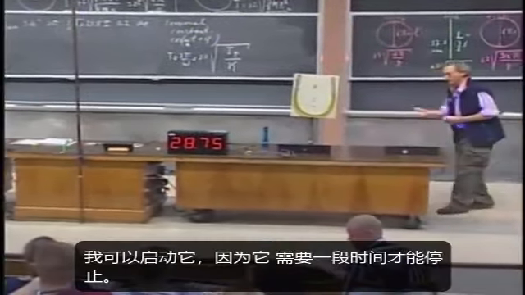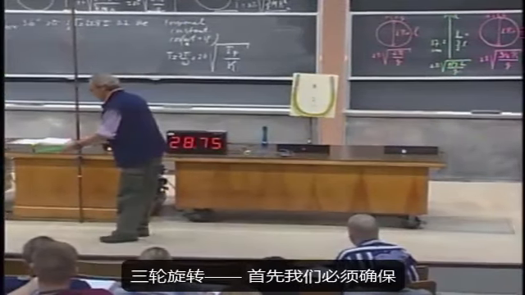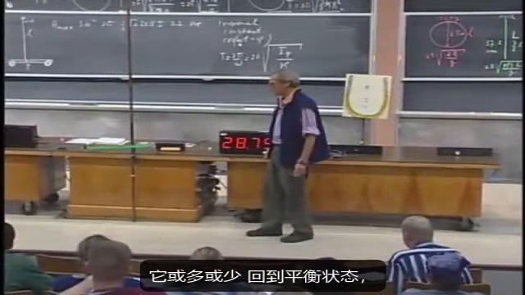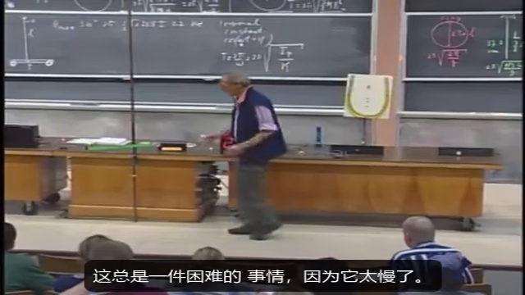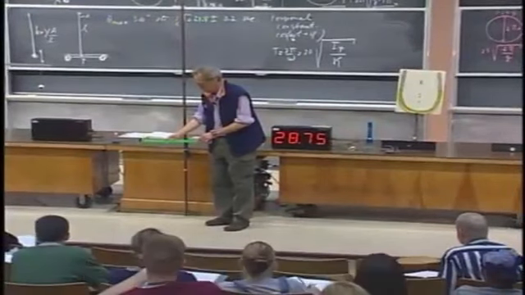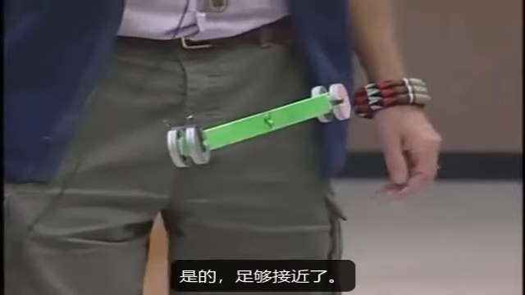6, I can start it, because it will take a while before it stops. 3 rotations. First, we have to be sure that it is more or less back at equilibrium, which is always a difficult thing, because it's so slow. Yeah, close enough. Okay, 3.